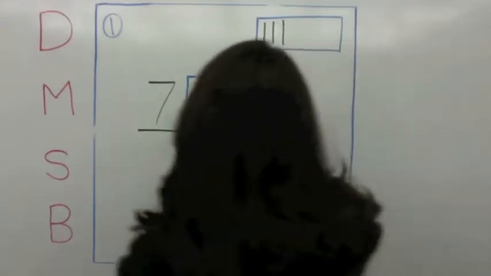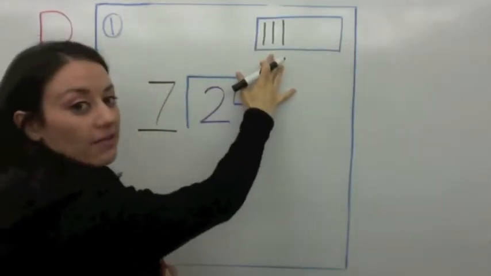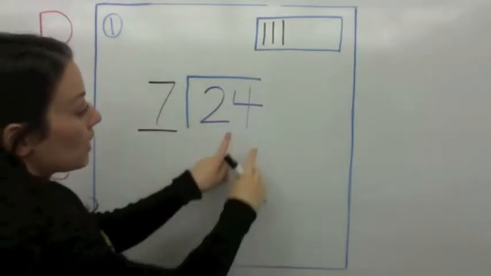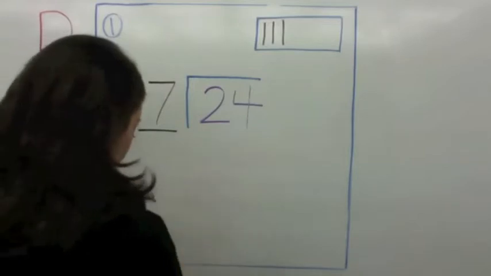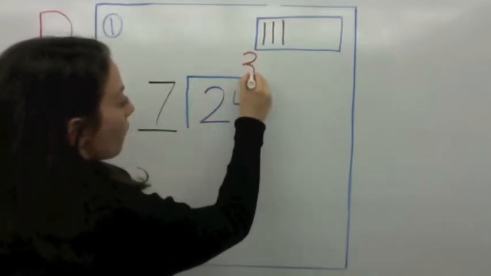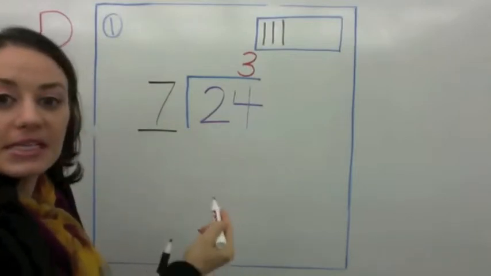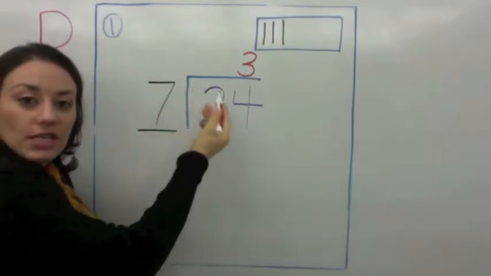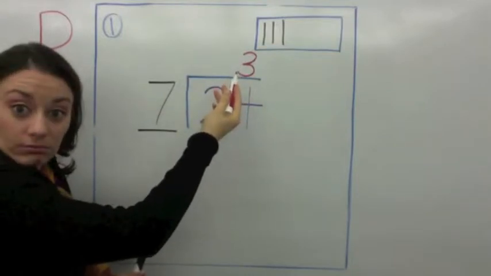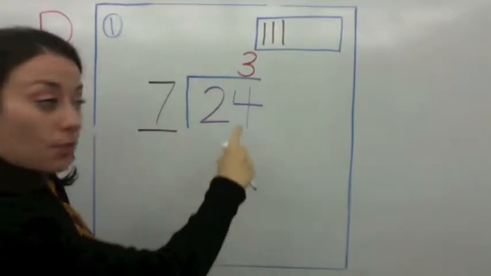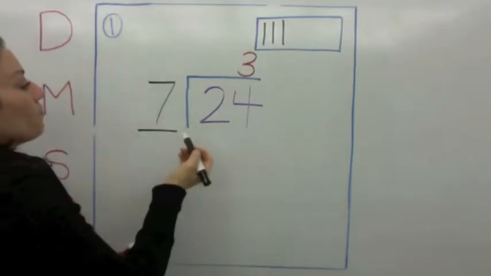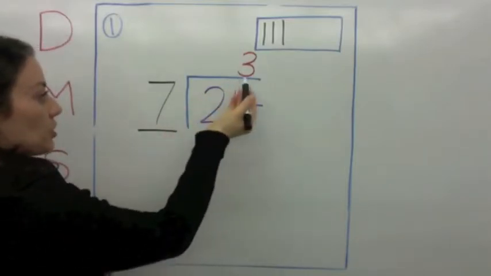So we're going to go ahead and count our tallies. How many tallies do we have? 3. Now it's very important that you line the 3 up right here above the 4. Because that means that 7 goes into 24 and can make 3 equal groups of 7. So put it above the 4. And we just divided. We said 24 divided by 7 is 3.